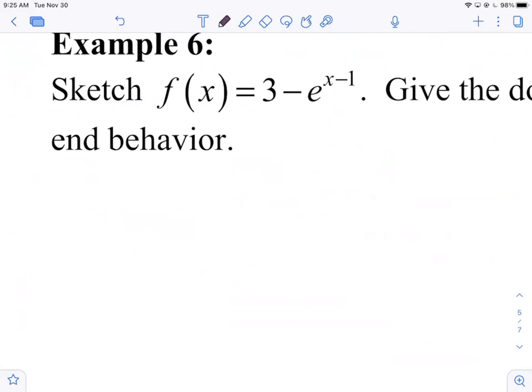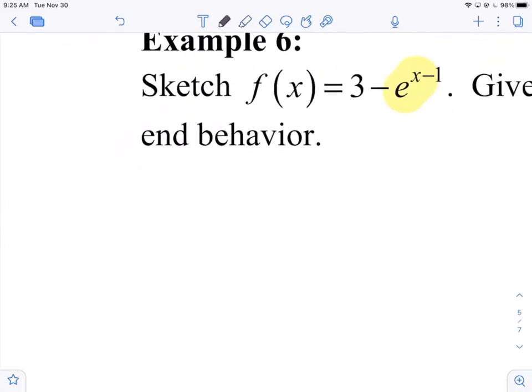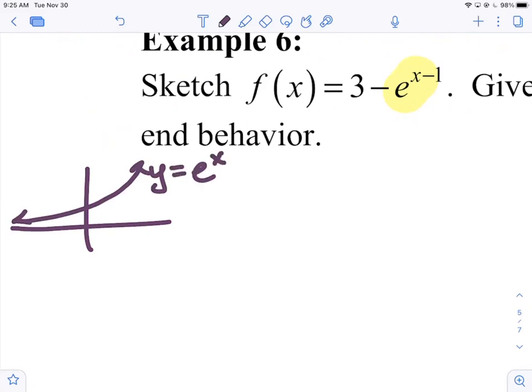Anytime you're sketching a function without a calculator, step 1 is to identify the parent function. What's the parent function here? Is it x squared? No. It's e to the what? It's e to the x. So whether it's off to the side or in your head, you get this vision of your parent function e to the x.